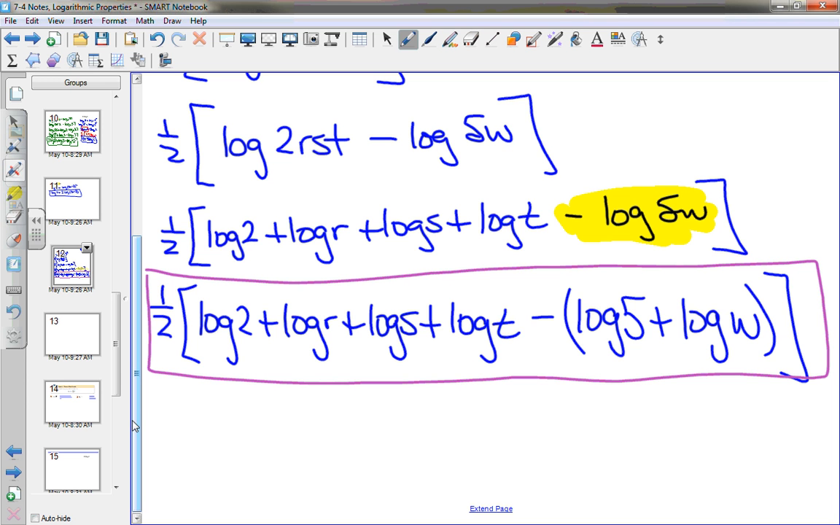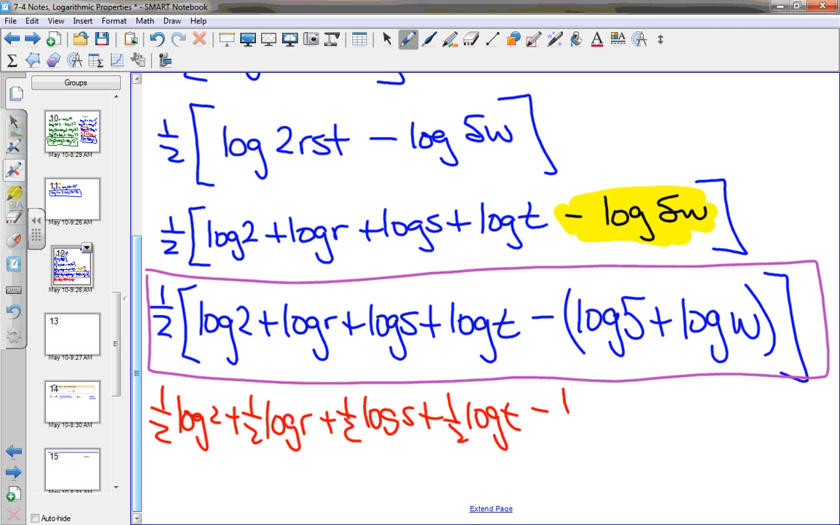Yeah. They distribute this to make this 1/2 log of 2 plus 1/2 log of r plus 1/2 log of s plus 1/2 log of t minus 1/2 log of 5 minus 1/2 log of w. I think that's psychotic and nuts and crazy.